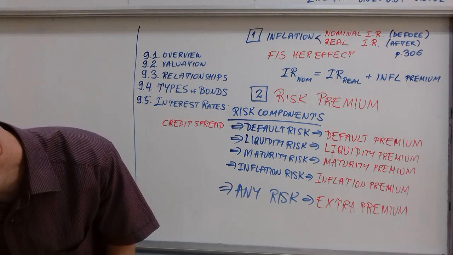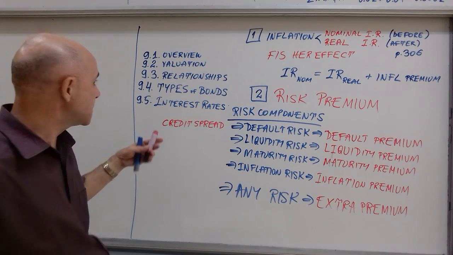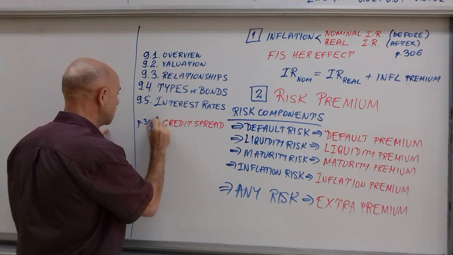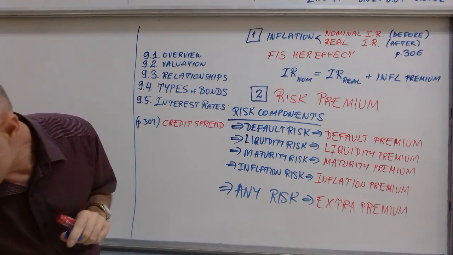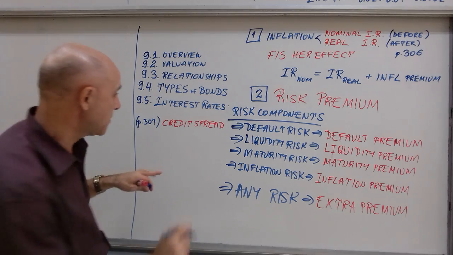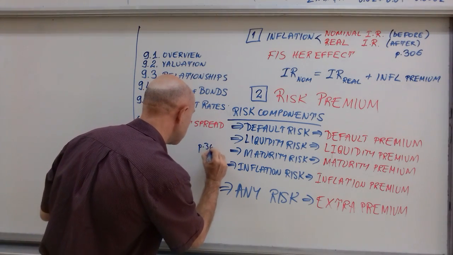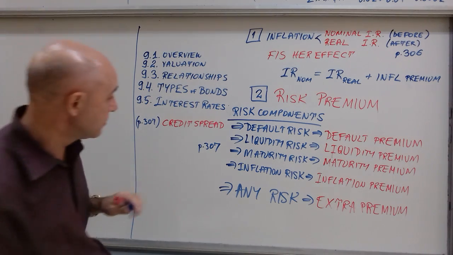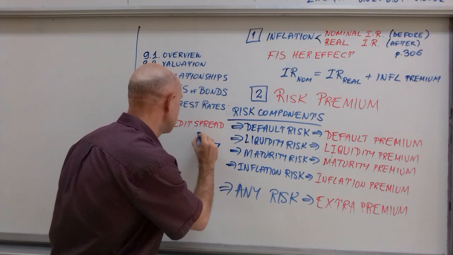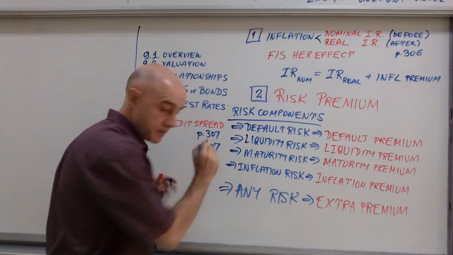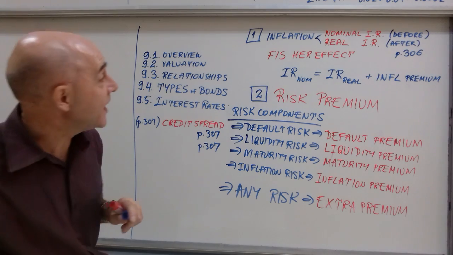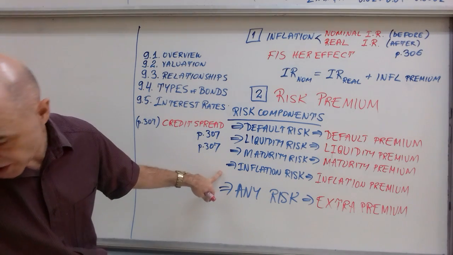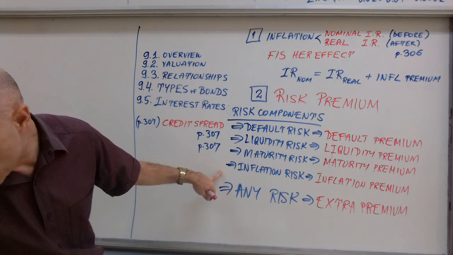Maturity risk premium. That's page 307. The maturity risk premium, 307. Next, liquidity risk premium, 307. Inflation premium, did I write it here? Inflation risk, inflation premium, again, 307.